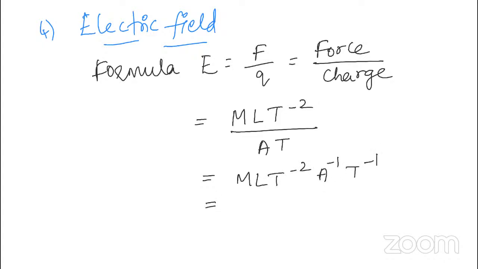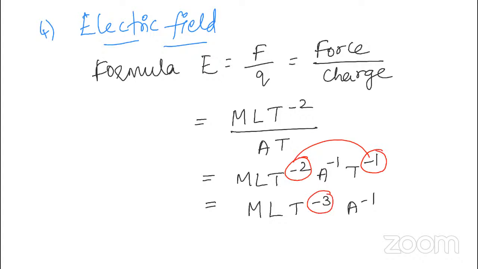Now finally M L T power minus 3 into A power minus 1. So minus 2, minus 1 added, thus minus 3.